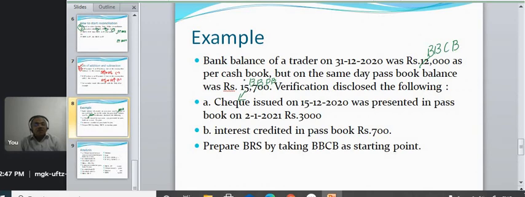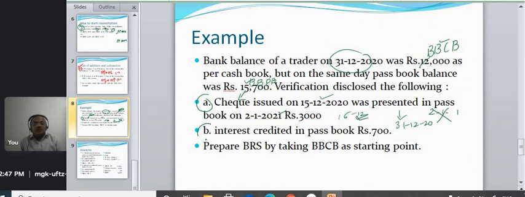When I compared my passbook with my cash balance, I found two reasons. Reason number A. Check issued on 15/12/20 was presented in passbook on 2/1/21. There are two dates, 15/12 and 2/1/21. But I am preparing my BRS on 31st December 20. That is a middle date. Hence, what happens later is not important to me. So hence 15/12 is important. On 15/12, check was issued.